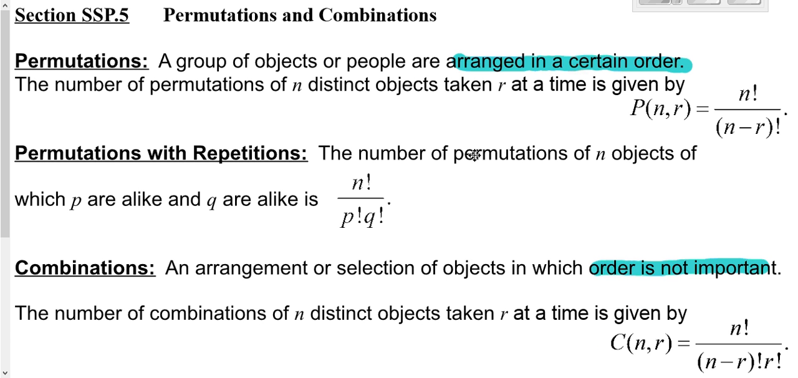Now, if you have a permutation in which you have some objects that are being repeated, then you have to use this formula here. Depending upon how many objects are being repeated, you might have more than just p factorial and q factorial on the bottom. You might also have r factorial and s factorial if you would have 4 different things being repeated.